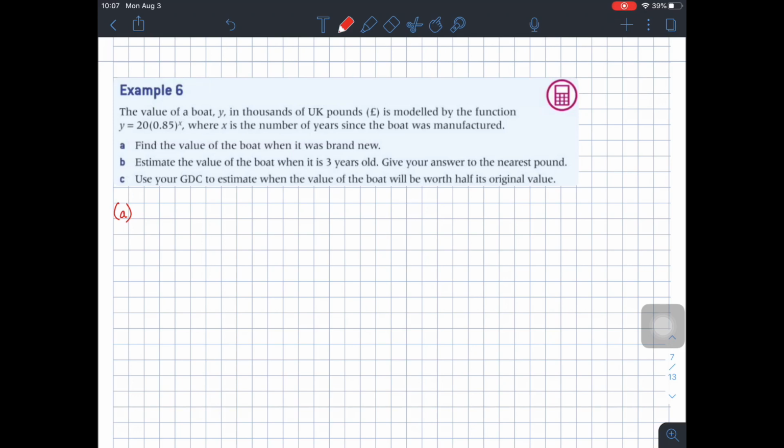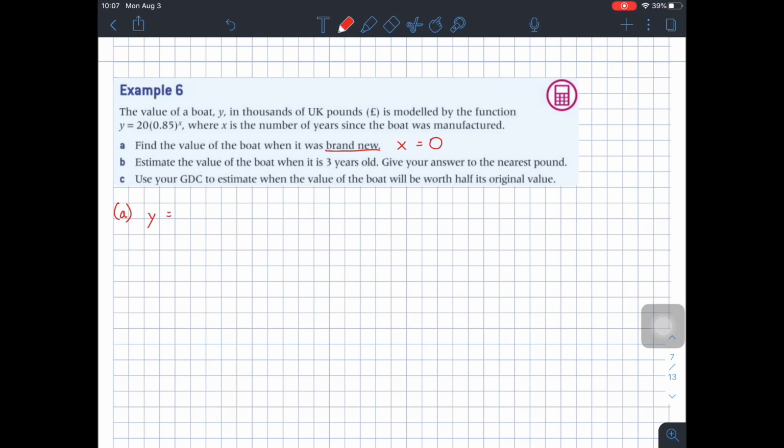Find the value of the boat when it was brand new. Brand new, what does it mean? That means that the x must be 0, right? Brand new means that x is equal to 0. So that's what we need to do first.